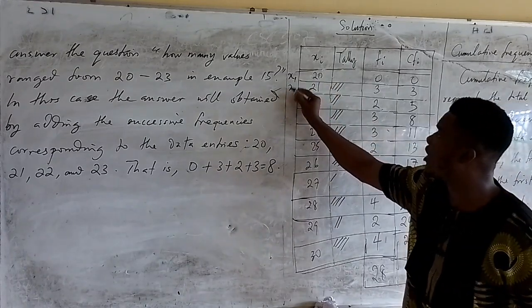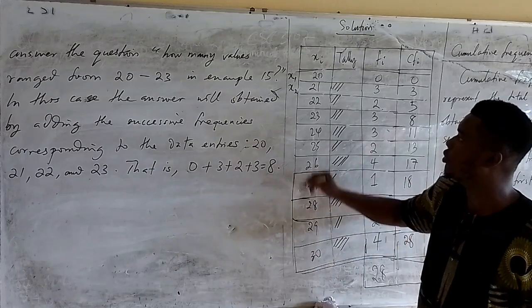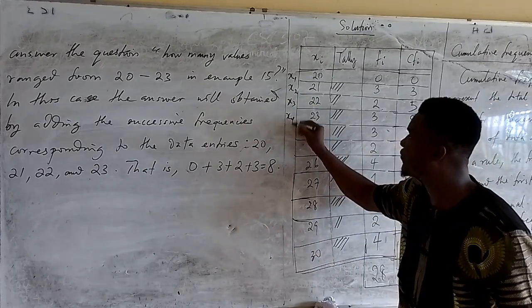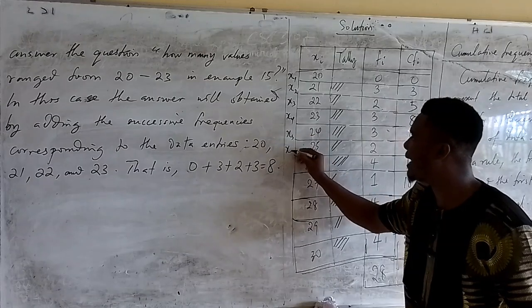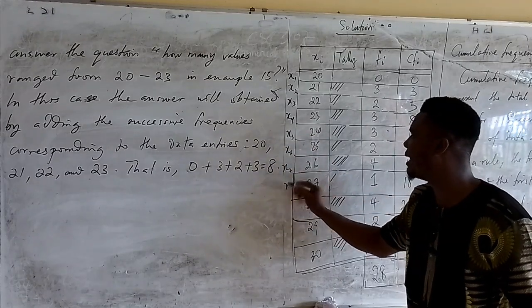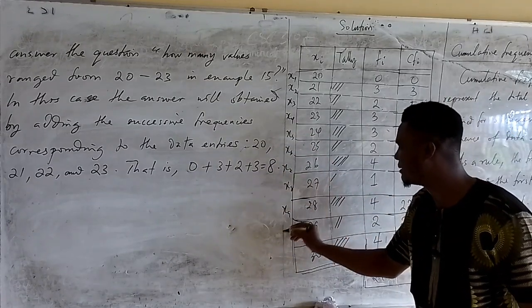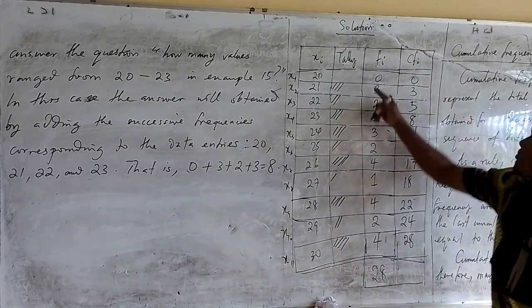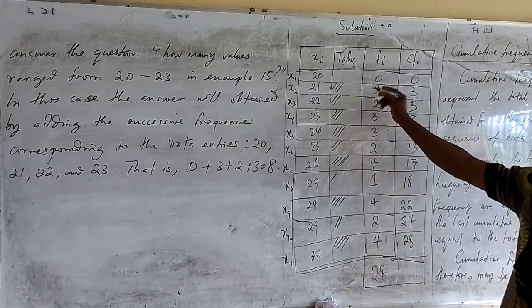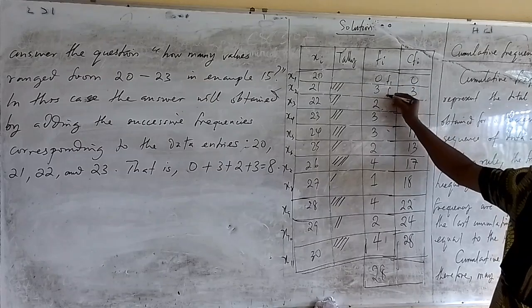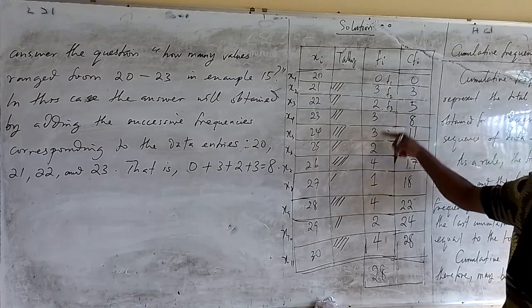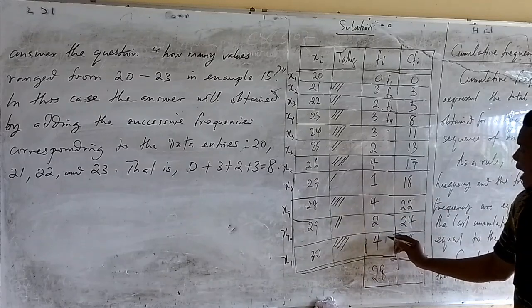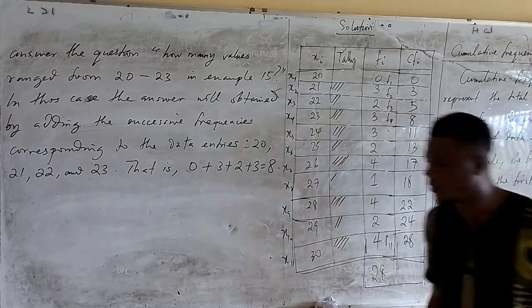X1. The second value is X2, when I is 2. This is X3, X4, X5, X6, X7, X8, X9, X10, and X11. The same thing follows for frequencies. This one is F1. This is F2. This is the frequency for the third one. F4 up to F11.